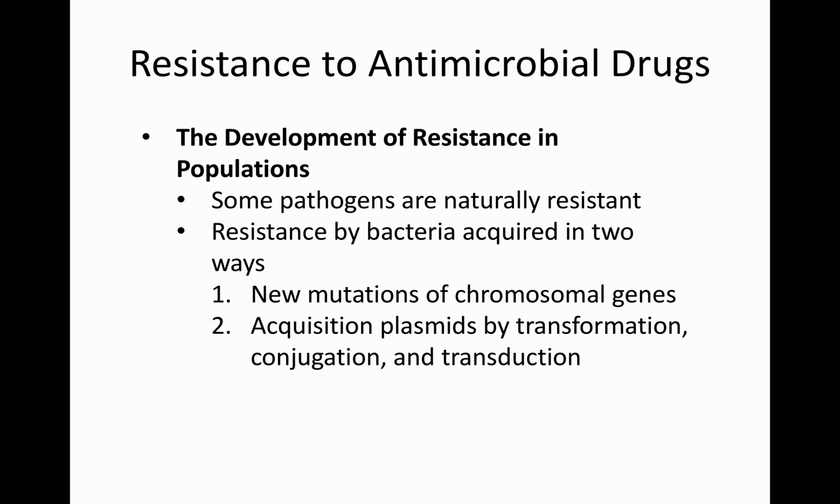Now the more commonly interesting topic when we talk about antibiotics is the resistance that some bacteria develop towards them. So some pathogens are naturally resistant. Gram negatives are naturally resistant to certain penicillins because the outer membrane protects the actual cell wall. Resistance is acquired in two ways, either through mutation of chromosomal genes or the acquisition of plasmids through transformation, conjugation, or transduction.